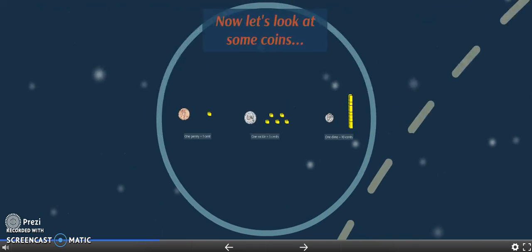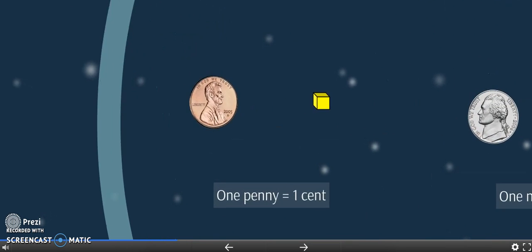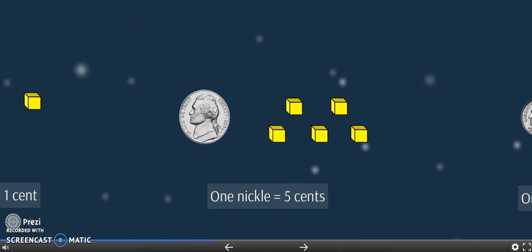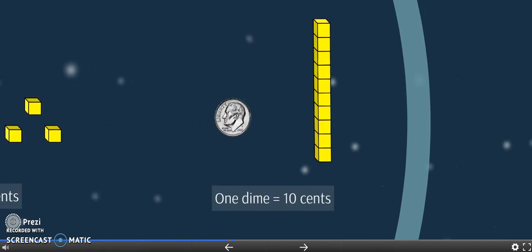Next, let's look at some coins. First, we have a penny, and it is worth 1 cent, because if we use our ones blocks to determine the value of this coin, we will find it is worth 1 block. Next, we have a nickel. A nickel is worth 5 cents, which is 5 ones blocks. Lastly, we have a dime, which is worth 10 cents, and we are going to use 1 tens block, or 10 ones blocks, to represent the value of a dime.